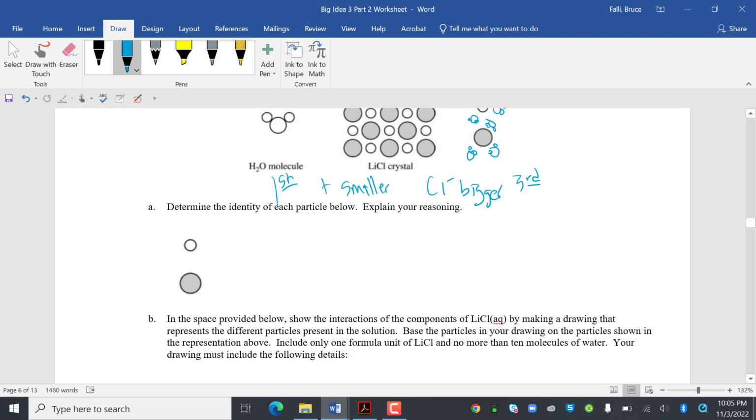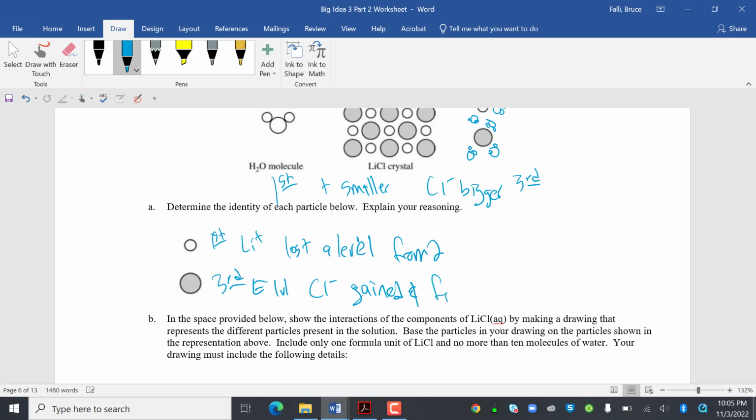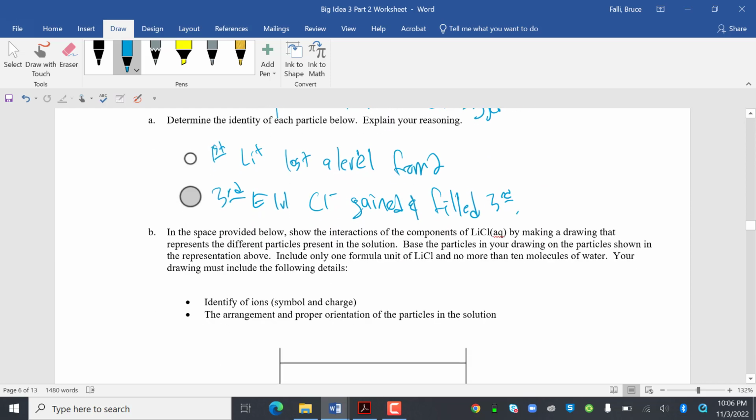Determine the identity of each particle below. Explain your reasoning. I did that. First energy level for Li positive. It lost a level from 2. This is on the third energy level because that's where chlorine is. Cl negative gained and filled the third.